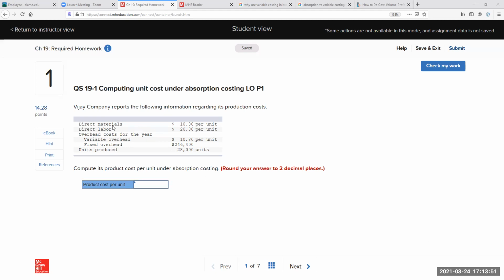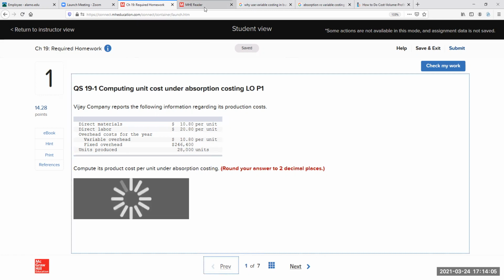In the first one, they want you to compute under absorption costing, and in number two, they want you to compare under variable costing. So let's back up and talk about what this is. Let me go back here.